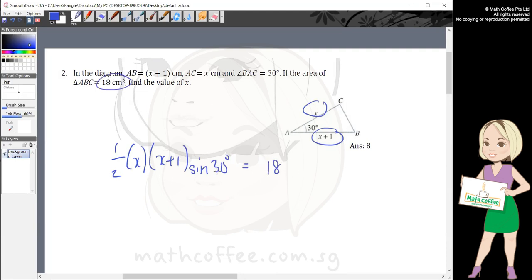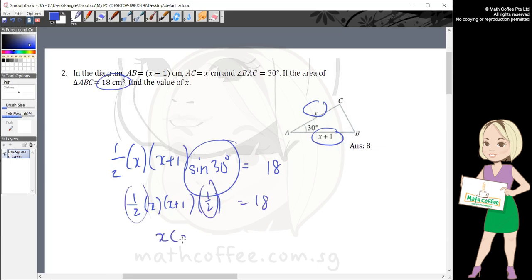Let's find out what sine 30 is first. Sine 30 is half. So it becomes half times x plus 1 times half equals 18. Half times half is 1/4, so x plus 1 equals 18 divided by 1/4. Because half times half is 1/4, so bring it over. 18 divided by 1/4 gives me 72.